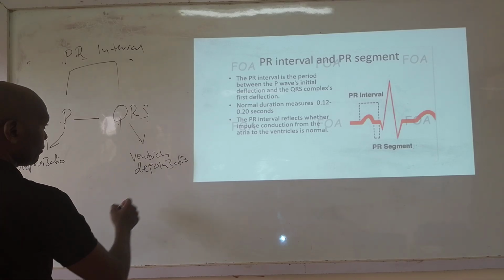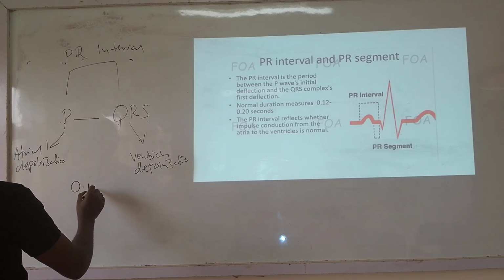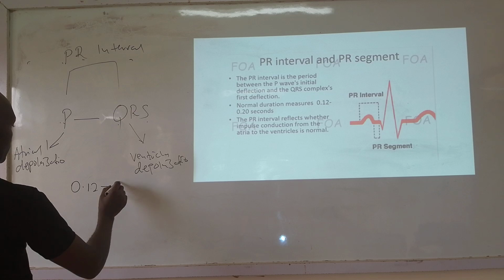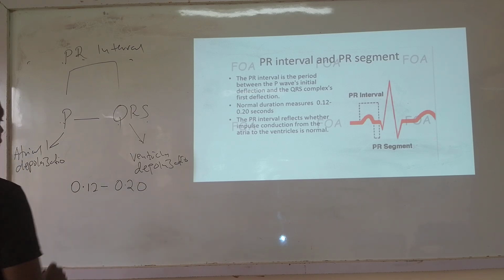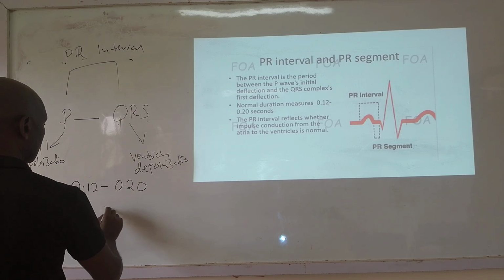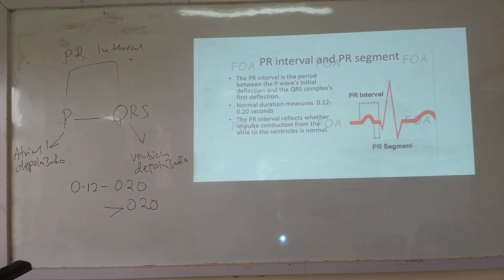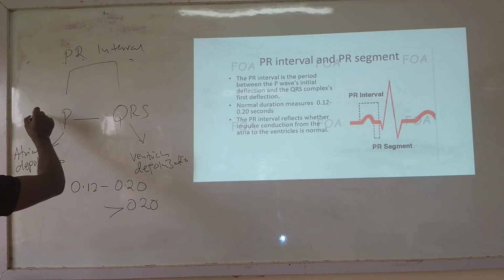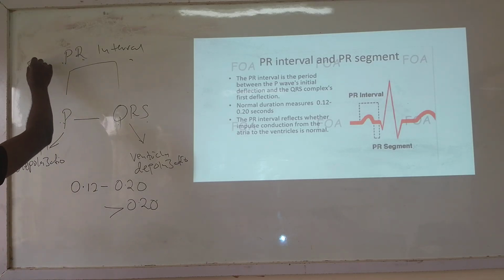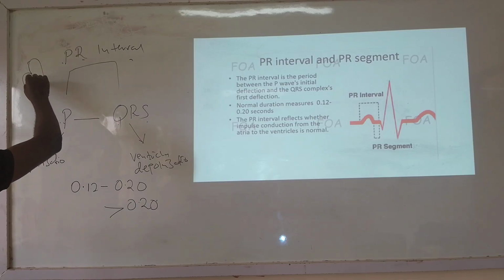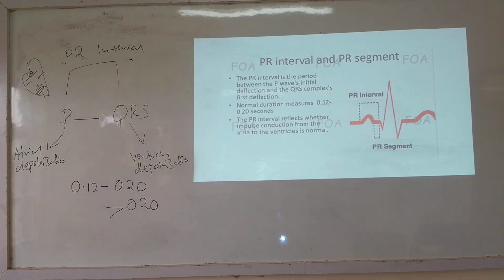And the normal time that it should take during this interval is 0.12 to 0.20. So anything beyond 0.20 means there's a problem in conduction between the atriums here and the ventricles here. When there is a delay, anything beyond 0.20, that is what it means.